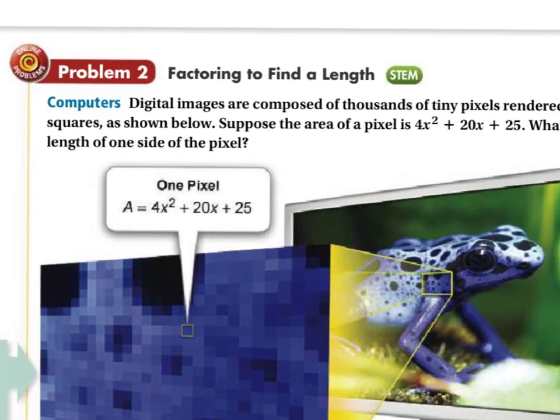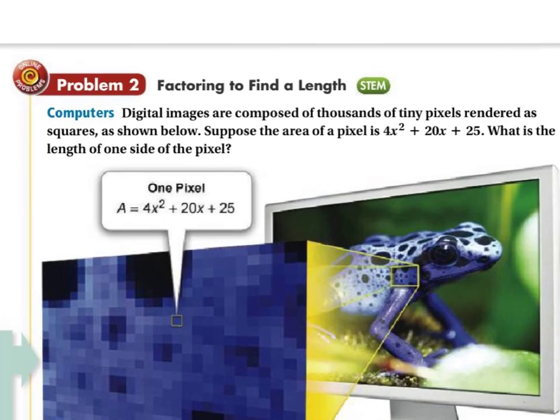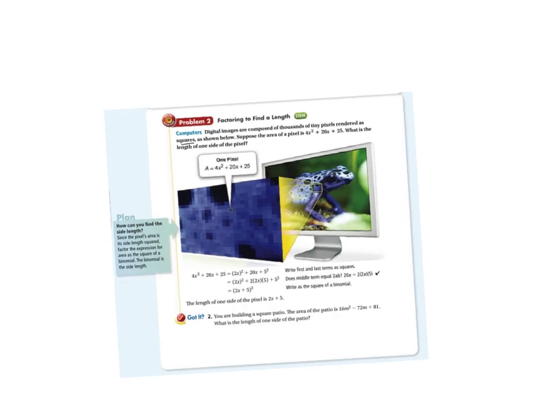Problem 2, digital images are composed of thousands of tiny pixels rendered as squares as shown below. Suppose the area of a pixel is 4x squared plus 20x plus 25. What is the side length of one pixel? Okay, so if that's the area and it says it's a square, well, we know on a square the length and the width are both the same. So to find the area, we do length times width. So we need to find two binomials that are both the same.